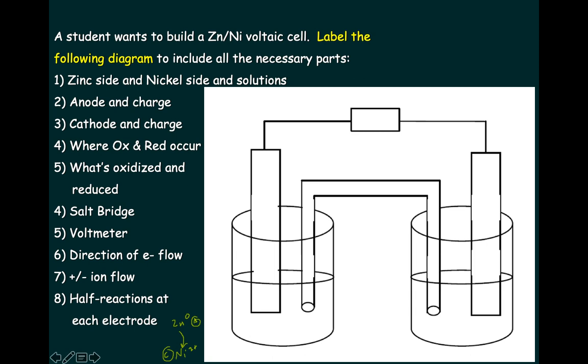So again, we want to allow for the following. Number one, let's just make this the zinc side. This is a piece of zinc 0. This would be a piece of nickel 0. Now in the solutions, we would have a nickel solution. Let's just say we use nickel 2 nitrate. And let's just say we use zinc nitrate, Zn(NO3)2.